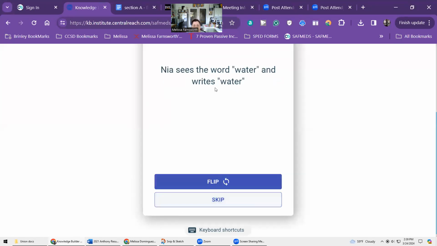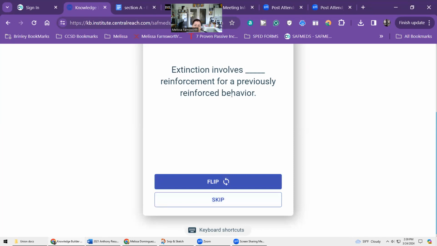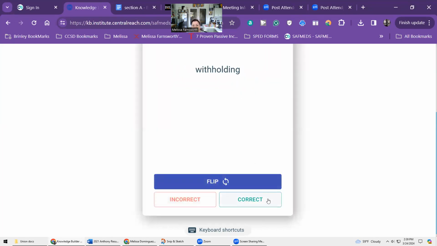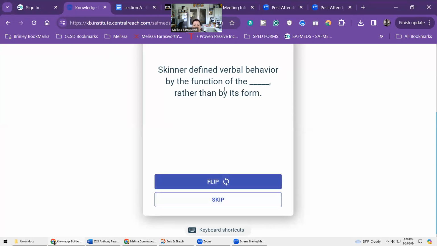Nia sees the word water and writes water, copying a text. Nia hears the word water and types water, taking dictation. Extinction involves withholding reinforcement for a previously reinforced behavior. Skinner defined a verbal behavior by the function of the behavior rather than by its form.